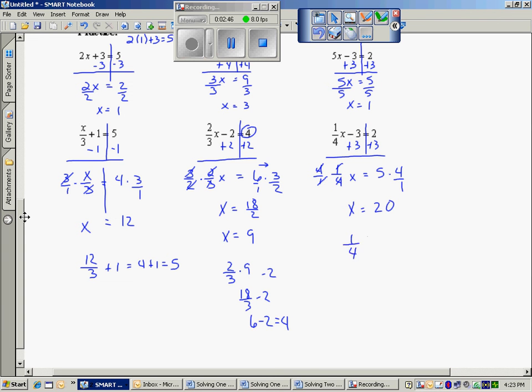Checking my answer, 1/4 times 20 minus 3. 4 goes into 20 five times. Multiplying straight across, 20 over 4 is 5. 5 minus 3 is equal to 2.